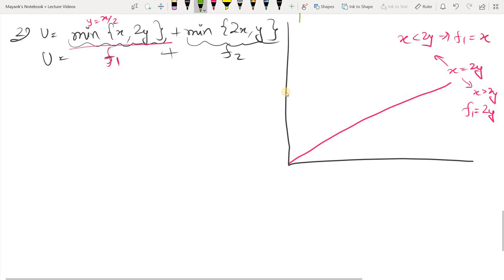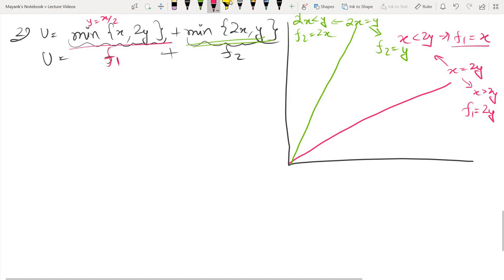Now let's look at the other part, which is min of 2x comma y. The dividing line would be 2x equals y, that is the slope 2 line. So let me just plot this here. On the left side you would have 2x less than y, so f2 would be equal to 2x. Similarly, on the right hand side, f2 would be equal to y.